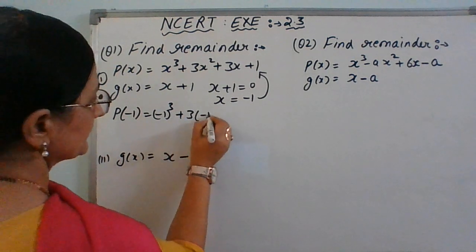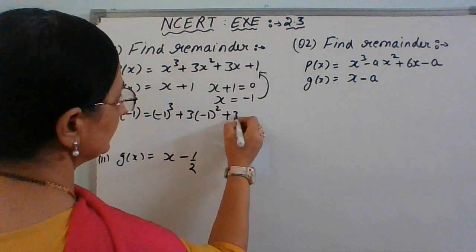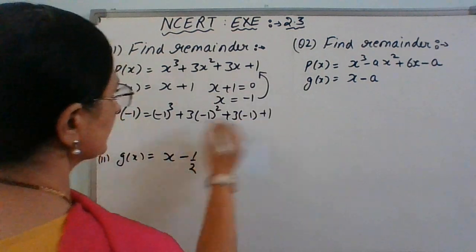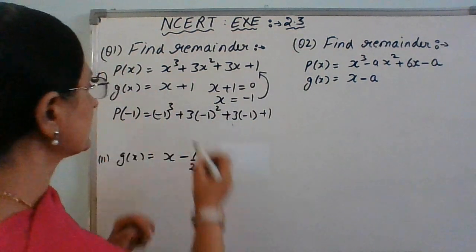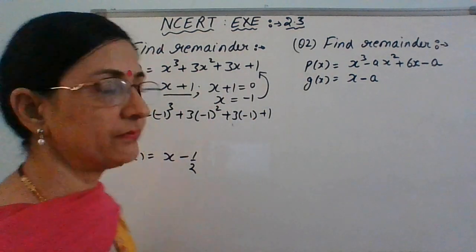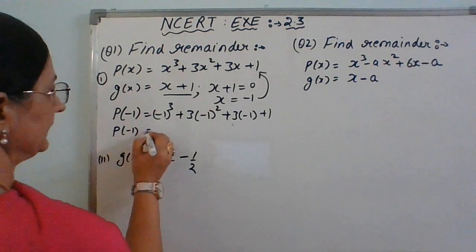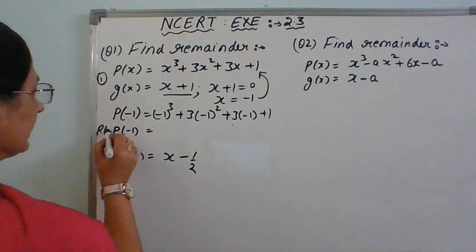So let us do that. Substituting this value, we get here 3 into minus 1 and plus 1. We are supposed to substitute minus 1 because when we equated this divisor equal to 0, we got the value x equals minus 1 and we are substituting in this. Now let us find what will be the remainder.